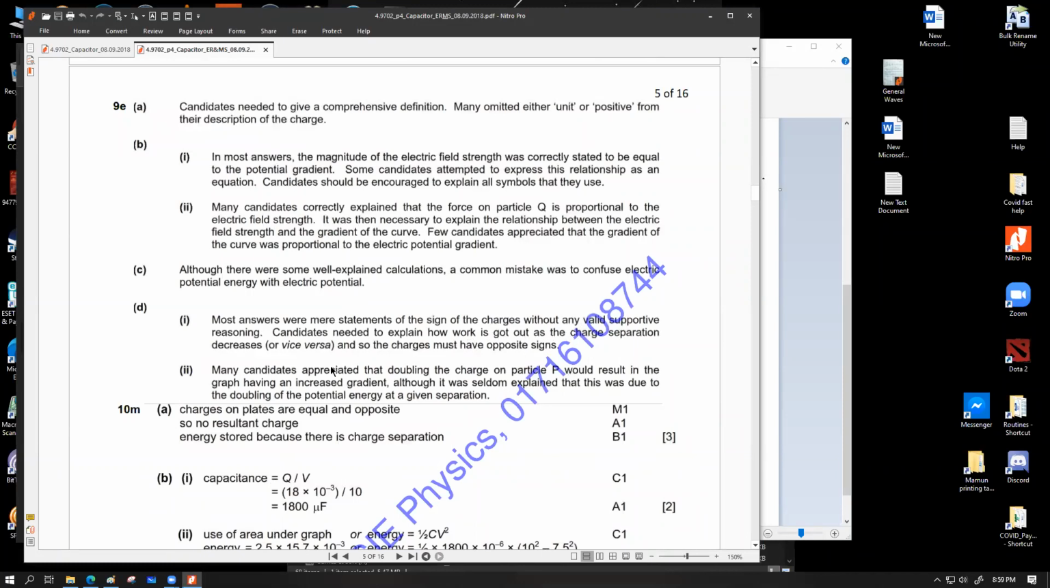They talk about electric field strength because doubling the charge would give you double the force, which will give you double the electric field strength. Double the electric field strength will give you double the energy, because E equals VQ.